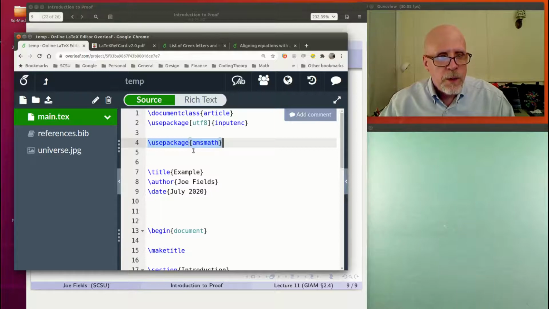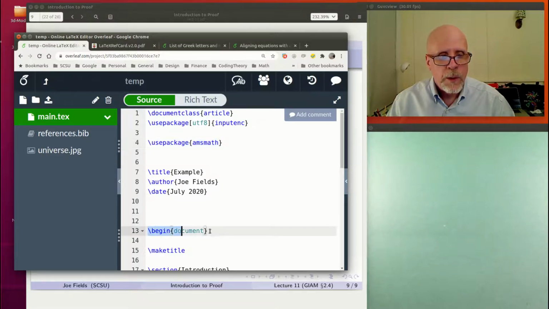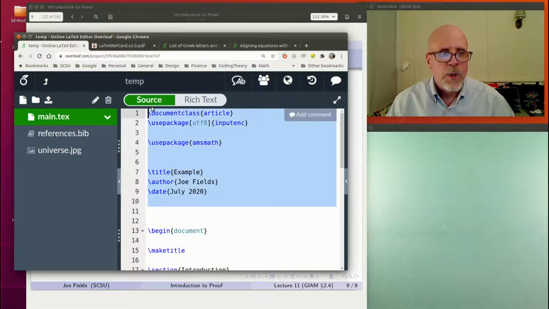That is the syntax you'll use whenever you're looking to get at some functionality that's not present in vanilla TeX or vanilla LaTeX. So the AMS math package adds in a couple of things, most notably a bunch of symbols that you'll need. That use package command happens before you encounter where it says begin document. And the whole portion of the document that's above where it says begin document is just preamble. It's literally called the preamble to the LaTeX document.